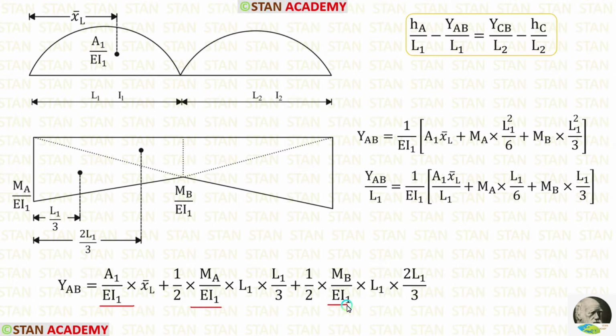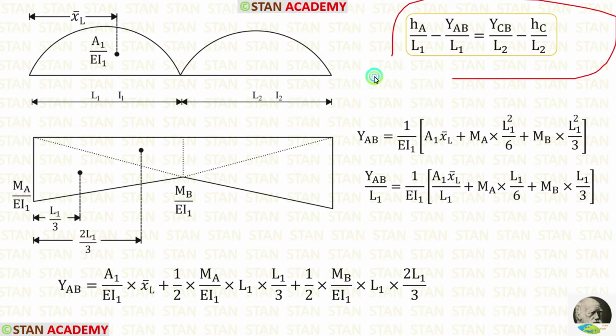In this equation, EI1 is common. We can take this outside. We can multiply 2 with 3, we will get a 6. We can cut this 2 and this 2. Here we will have 3. L1 into L1, we will get L1 square. Also L1 into L1, we will get L1 square.